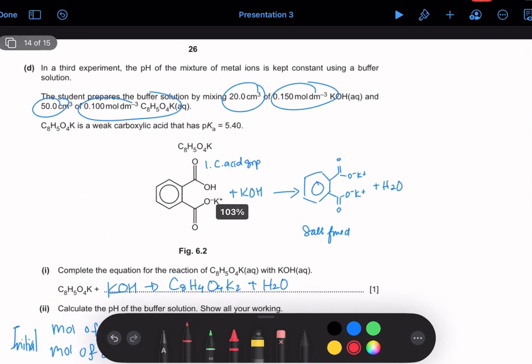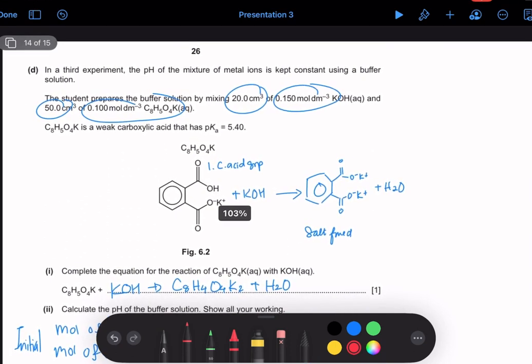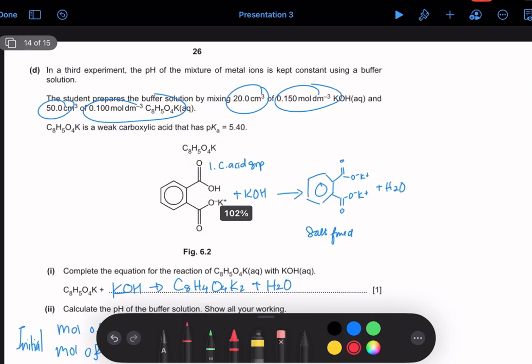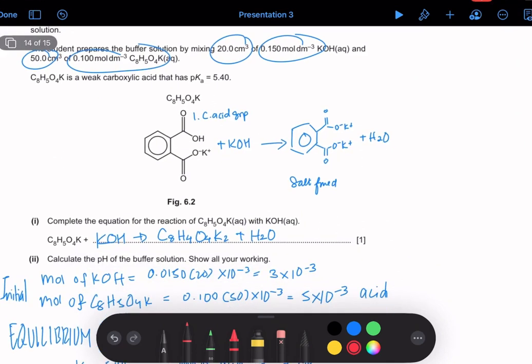Right, in a third experiment, the pH of the mixture of metal ions is kept constant using a buffer solution. The student prepares the buffer solution by mixing 20 centimeter cubes of 0.15 mole of KOH and 50 centimeter cubes of 0.1 mole of C8H5O4K, which is a weak carboxylic acid with a pKa of 5.4.